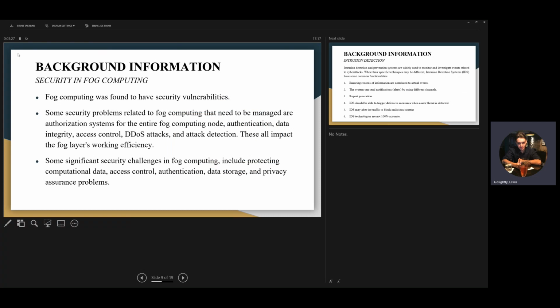Fog computing was found to have security vulnerabilities. There are some security problems related to fog computing that need to be managed at authorization systems for the entire fog computing node: authentication, data integrity, access control, distributed denial of service attacks, and attack detection. These all impact the fog layer's working efficiency. So some significant security challenges in fog computing include protecting computational data, access control, authentication, data storage, and privacy assurance problems.